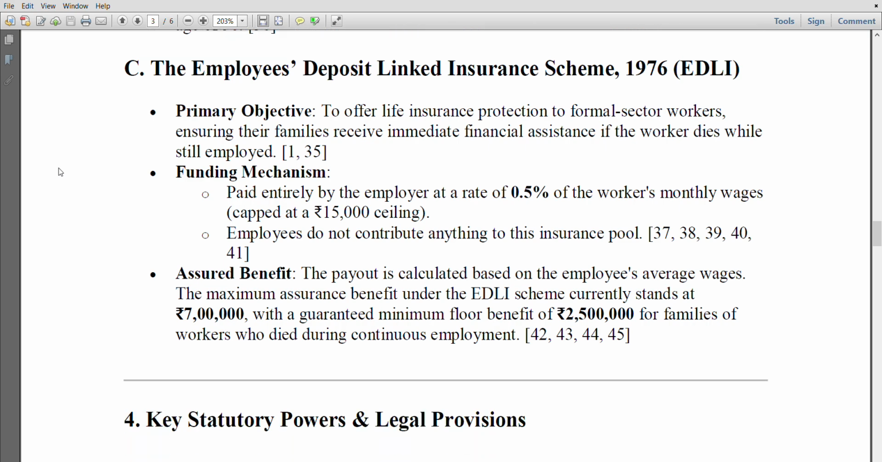Assured benefit: the payout is calculated based on the employee's average wages. The maximum assurance benefit under the EDLI scheme currently stands at 7 lakh rupees with a guaranteed minimum floor benefit of 2.5 lakh rupees for families of workers who died during continuous employment. This is the end of first video.